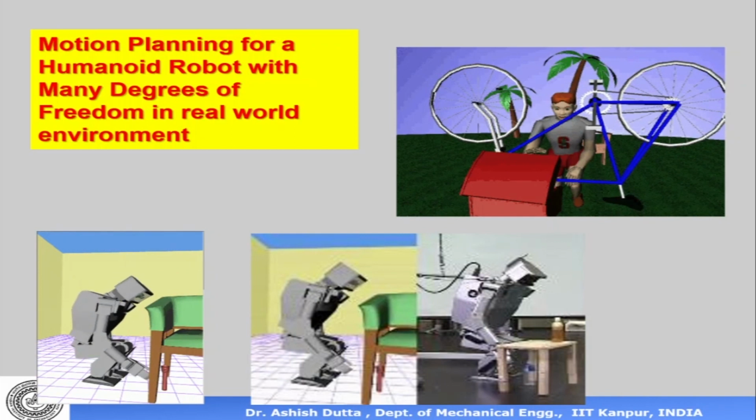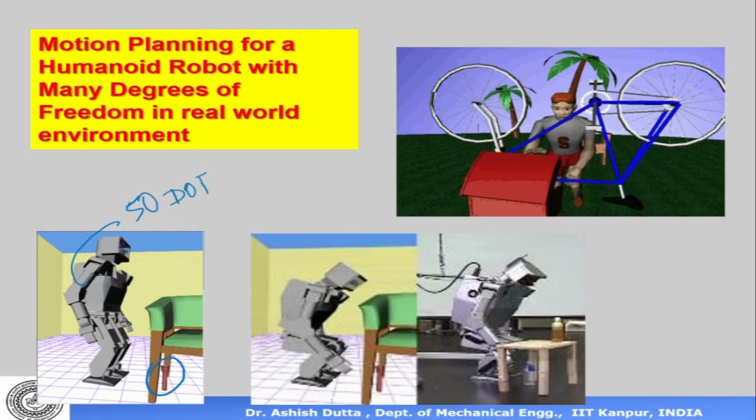Motion planning for humanoid robot with many degrees of freedom in real world. For example, this is showing a biped robot, a humanoid robot having 2 legs, then it has a body, it has a torso, it has a head. Suppose it has to bend down and pick up a part from under the table. Because it has many degrees of freedom, this could probably have 50 degrees of freedom. We will come to what is degrees of freedom and things like that as we go along.